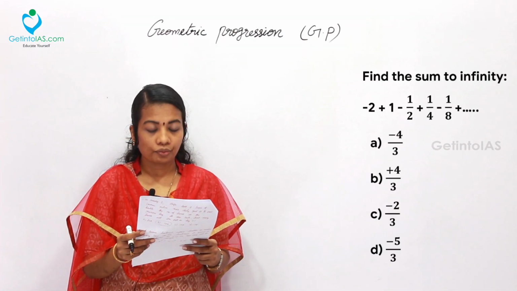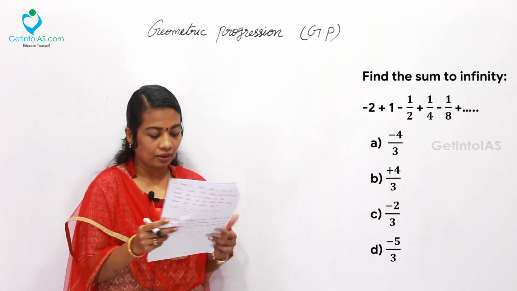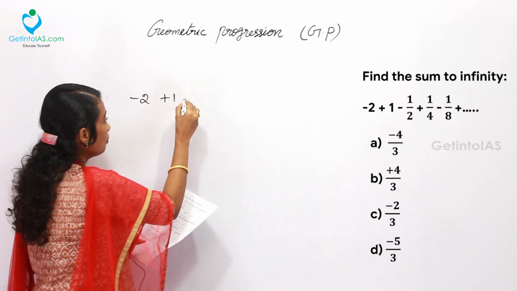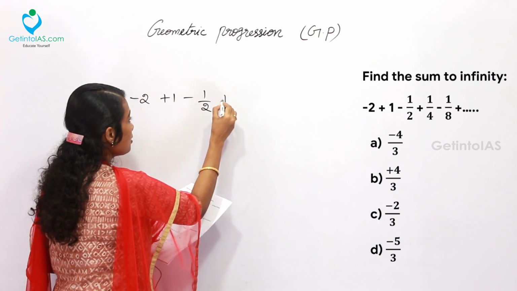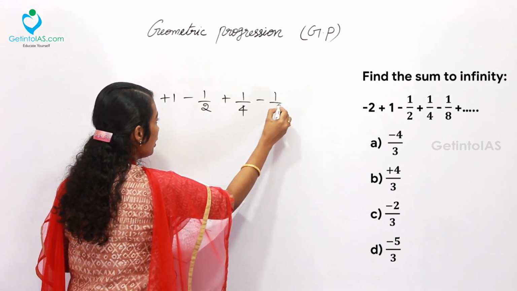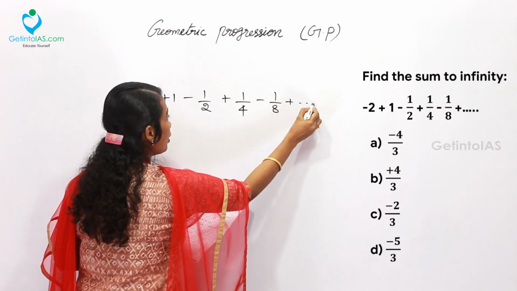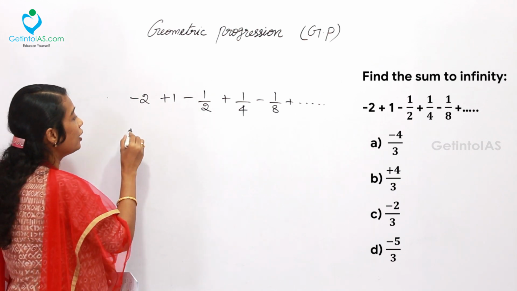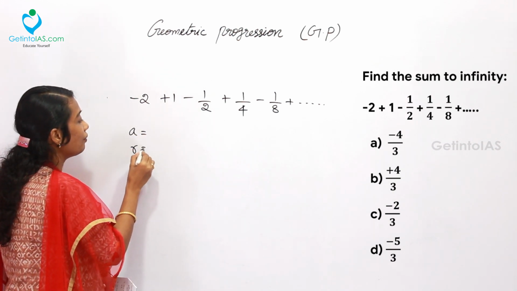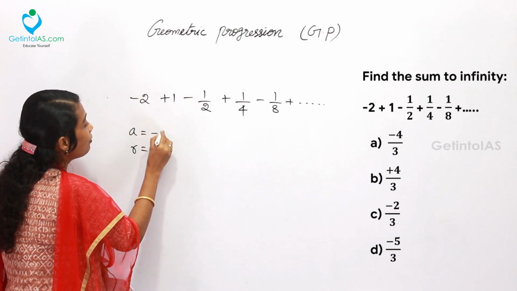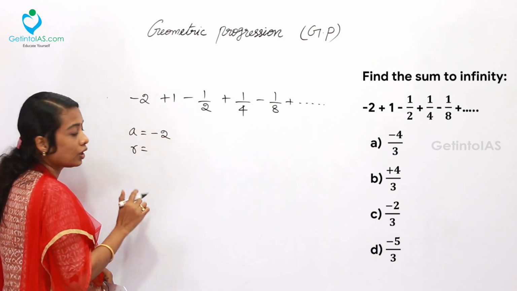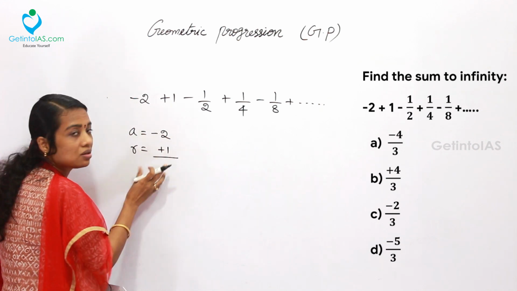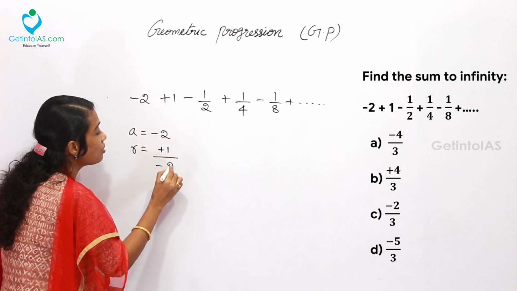The next question: find the sum to infinity of minus 2 plus 1 minus 1 by 2 plus 1 by 4 minus 1 by 8, which goes on to infinity. Here you have to find the sum. First of all, let's focus on the A and R values. What is A? A is the first term, minus 2. What is R? Taking the plus 1, that is the second term, divided by the first term.